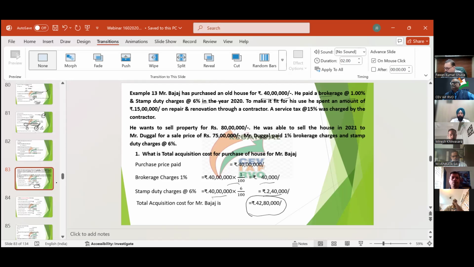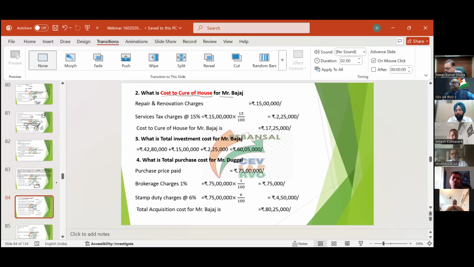And the cost to cure the house of Mr. Bajaj: he has done a repair and renovation of 15 lakh. Then he has paid a service tax at 15%, which means 2 lakh 25,000. So the total cost to cure is 17 lakh 25,000.